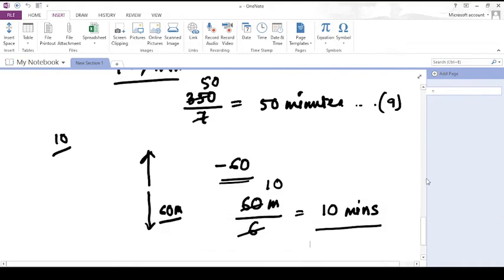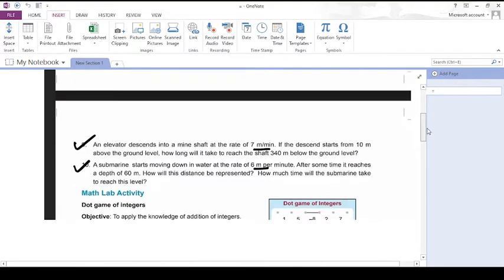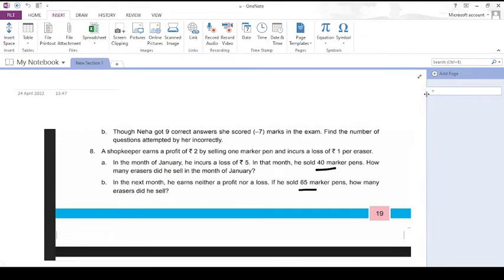Okay, so the first question we have for today is: a shopkeeper earns a profit of rupees 2 by selling one marker pen and incurs a loss of rupees 1 per eraser. In the month of January, he incurs a loss of rupees 5. In that month, he sold 40 marker pens. So how many erasers did he sell in the month of January?